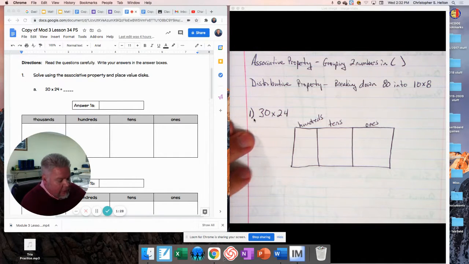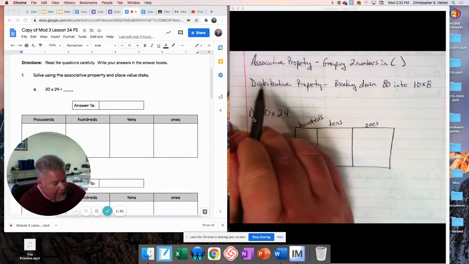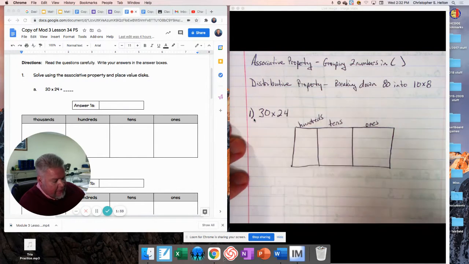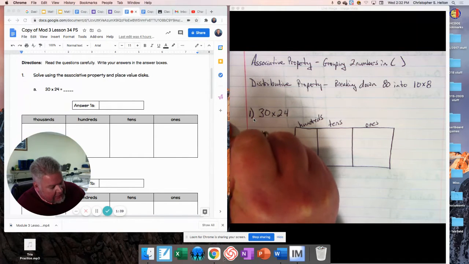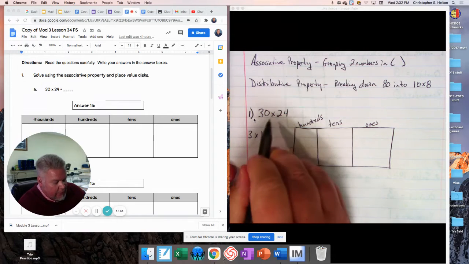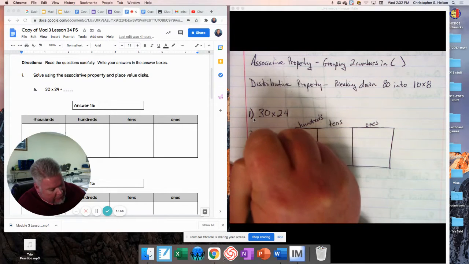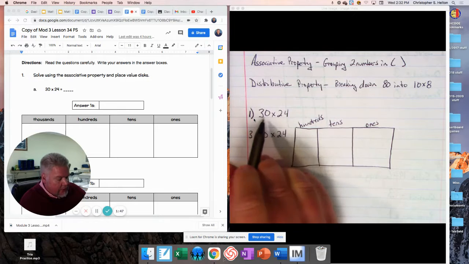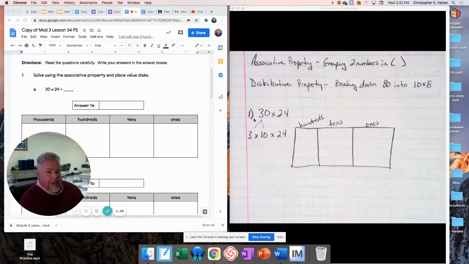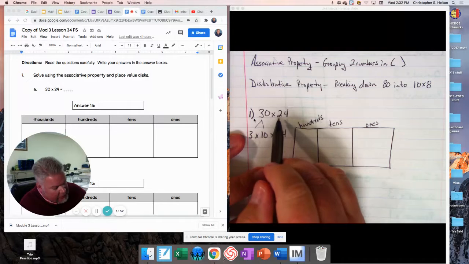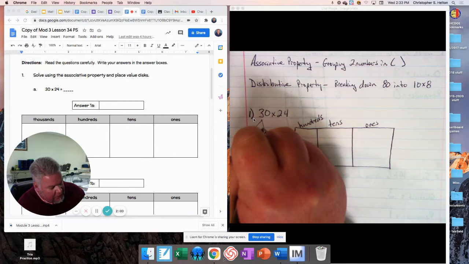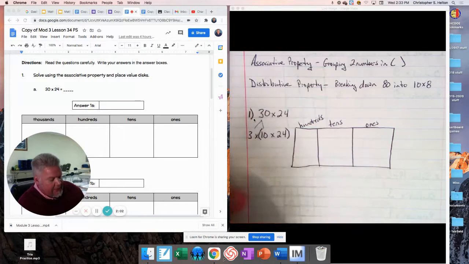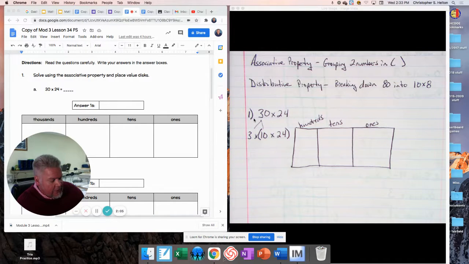30 times 24. Now, let's use that distributive property. Let's break apart that 30. And 30 is really 3 times 10. And then we're going to multiply times 24. So that 30, we just broke it down into 3 times 10. That's distributive. And now let's do the associative property. The associative property is when you decide what you're going to group together. And I think it's much easier to start with grouping together the 10 times the number. So 10 times 24.